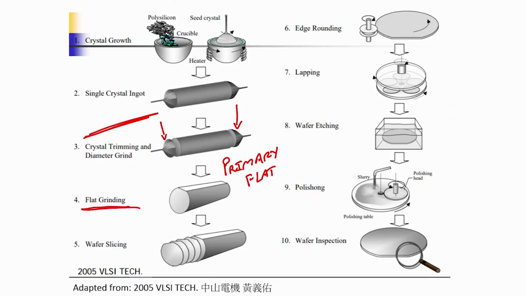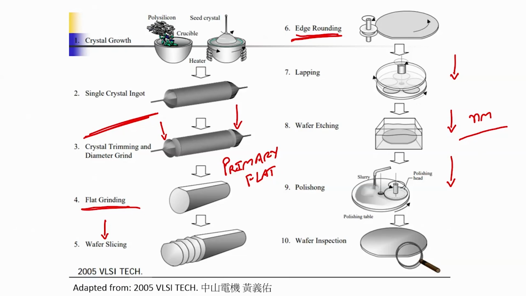After flat grinding we have to perform wafer slicing, right. Wafer slicing is done using a diamond thread. Now, after the wafer is sliced you have to perform edge rounding, right, you have to round the edge. Then there is a process called lapping, followed by chemical etching, followed by polishing. Wafer etching is to get a smooth wafer, an extremely smooth wafer with a nanometer surface finish.